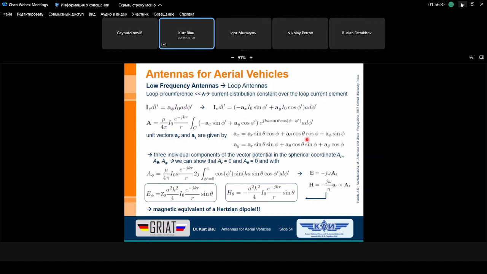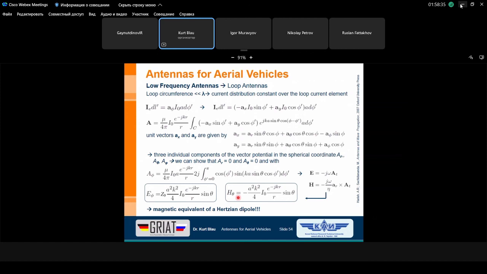The only difference is that now in spherical coordinates the components are perpendicular to each other, and so we could find our E phi. In case of Hertzsche dipole, it's, let's say, 0, and here H theta. In case of Hertzsche dipole, it was also 0. It has this expression here, and now the magnetic equivalent of Hertzsche dipole. Yeah, it's absolutely more or less comparable.